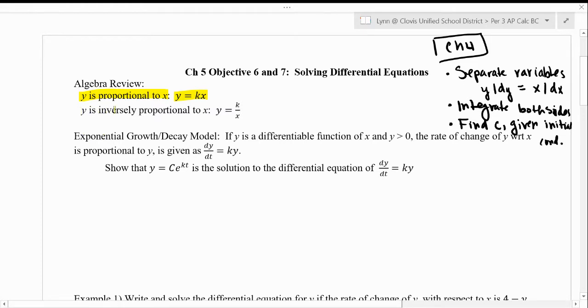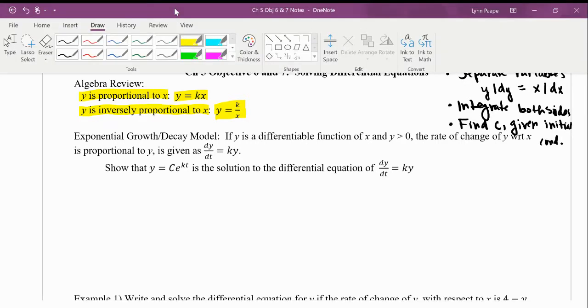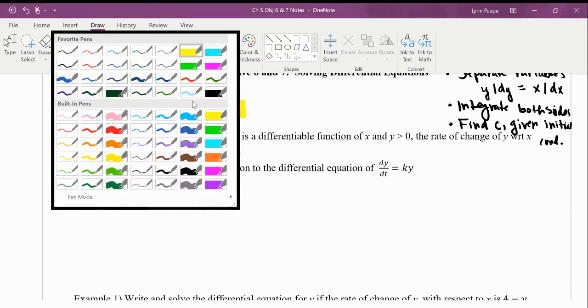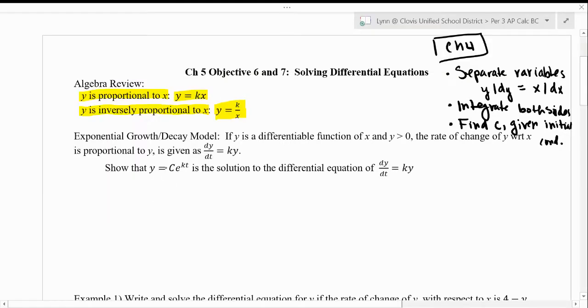And then the other vocab conversion is if it's inversely proportional to x. Inversely meaning y is equal to k times 1 over x, or just k divided by x. Those are the two things we need to make sure we know in terms of language when we start solving. So for our exponential growth and decay model, y is a differentiable function of x, and y has to be greater than 0, just because of that exponential component.